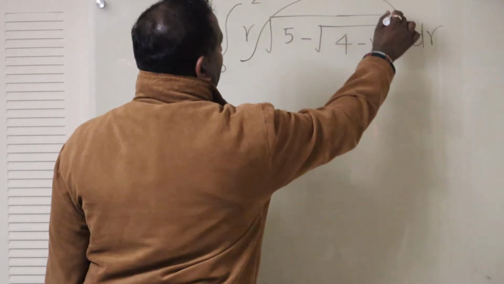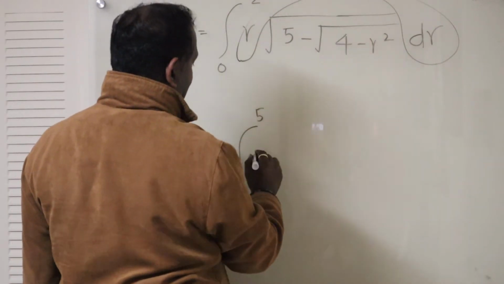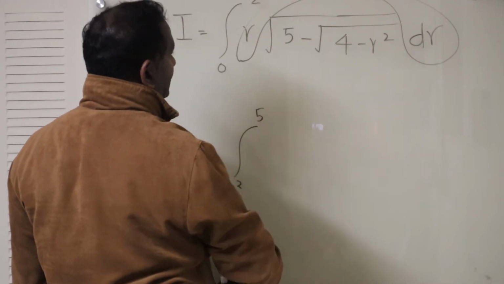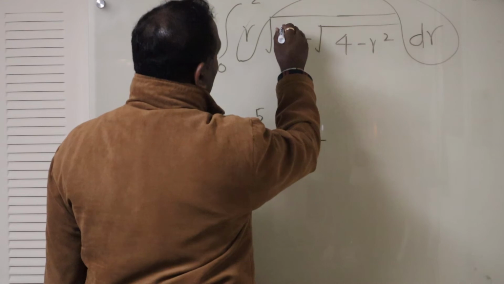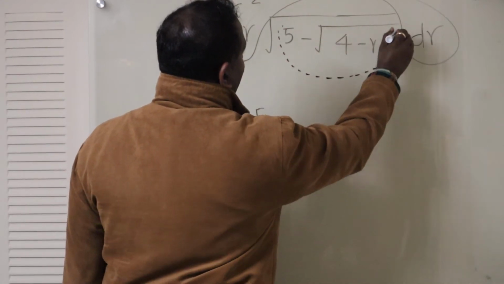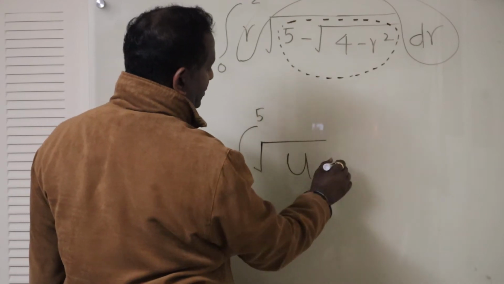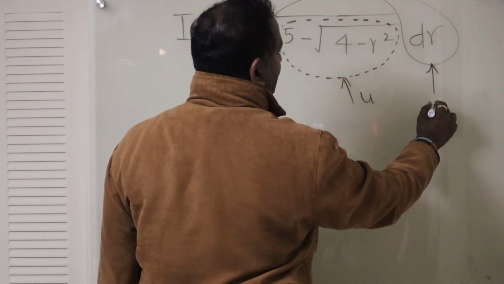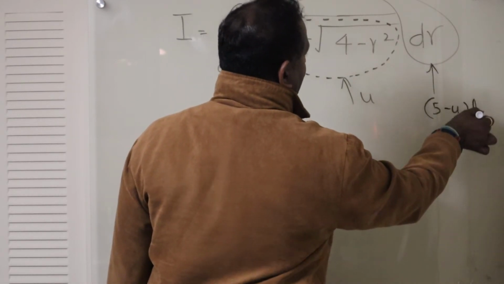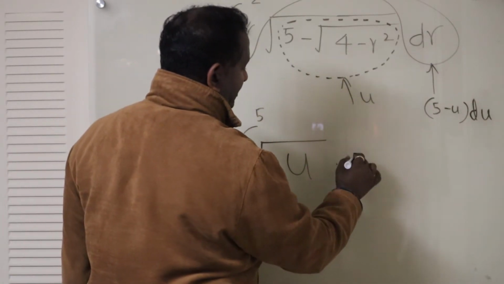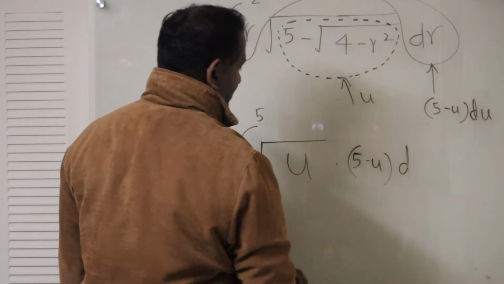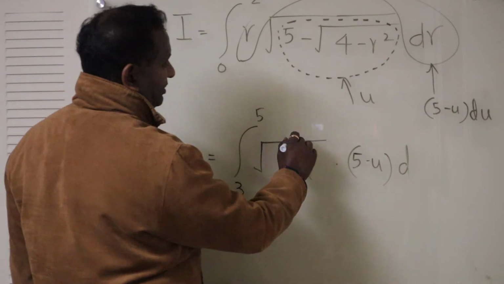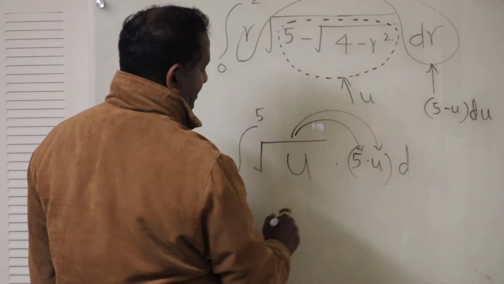This whole thing, r dr, is 5 minus u. See, we can put that one later. And under the square root, can you remember, that's our u substitution, that's u. That whole thing is nothing but (5 minus u) du. So therefore here I have (5 minus u) du, from 3 to 5. Now I'm going to distribute.